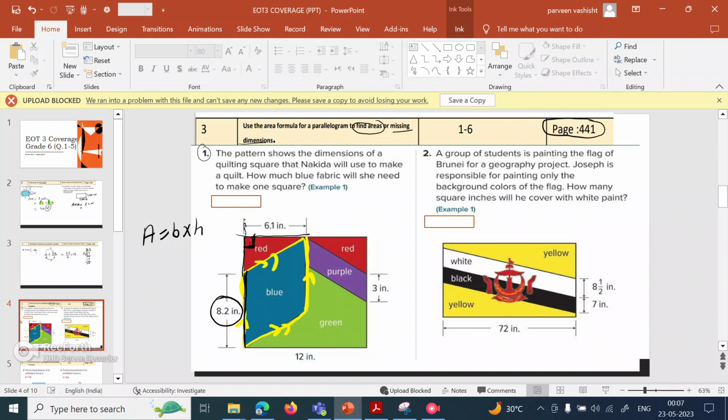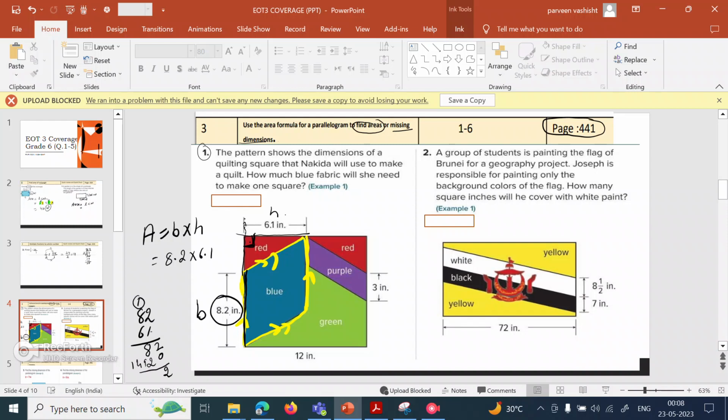So in this case, the base of the parallelogram you are going to take as 8.2 and the height will become 6.1. So what you are going to do is 8.2 multiplied by 6.1. I taught you how to multiply decimals. You can multiply decimal numbers without the decimal, and in the end, we will put the decimal. 1 times 2 is 2, 1 times 8 is 8. Then don't forget to put 0. 6 times 2 is 12, 1 carry over. 6 times 8 is 48 and 1 is 49.